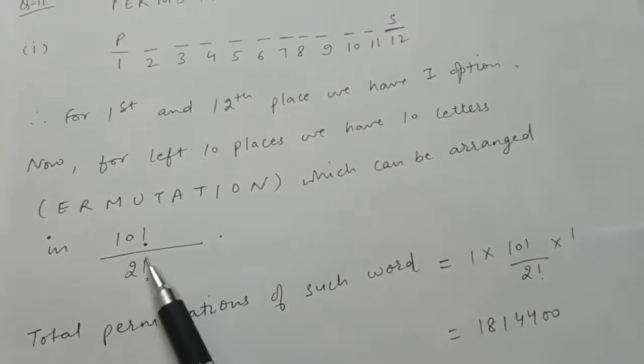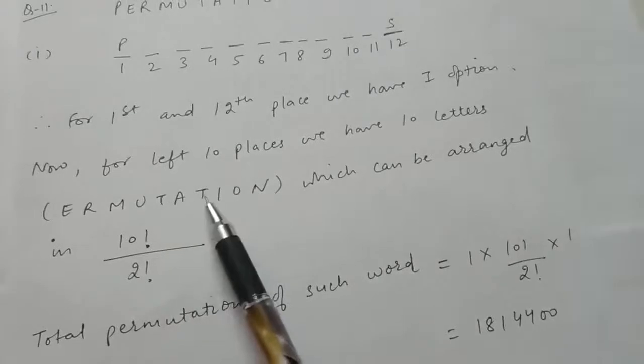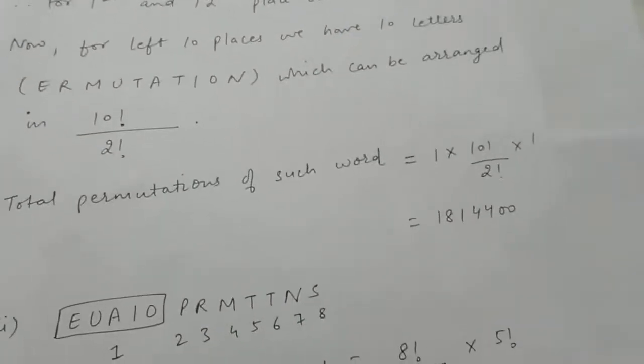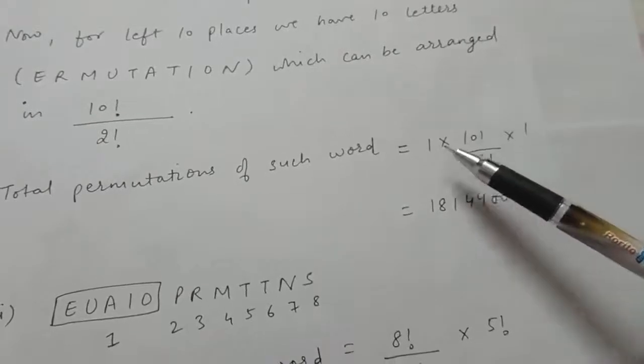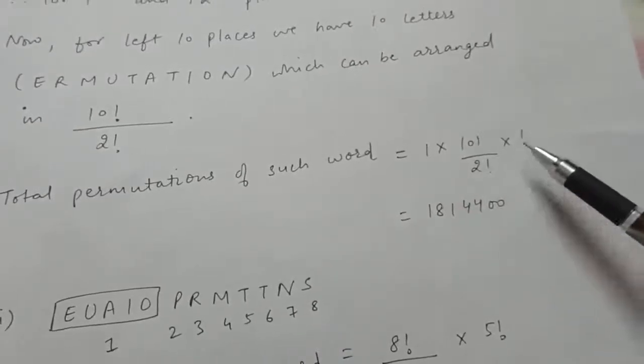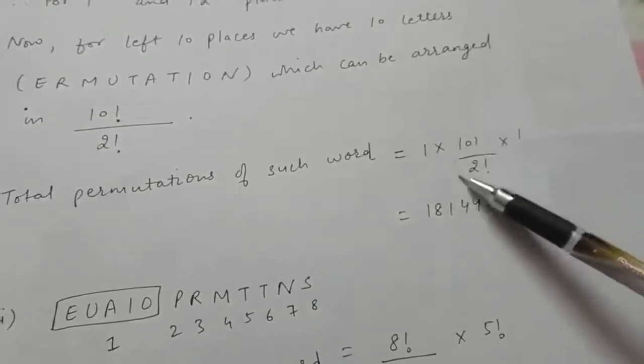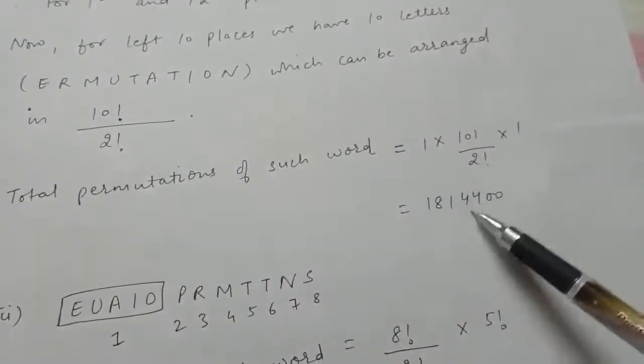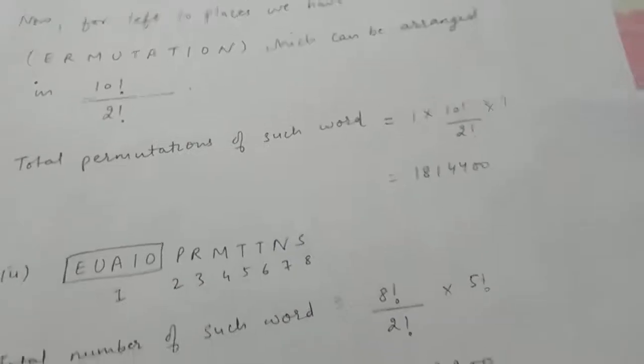Why divided by 2 factorial? Because T is repeating 2 times, right? So total permutations of such words will be, for the first place 1 option, for the 12th place also 1 option, and for the rest 10 places these many options. So you will get this as the answer, right?